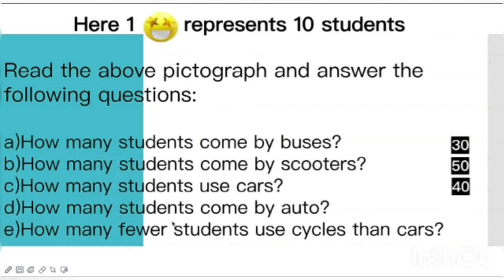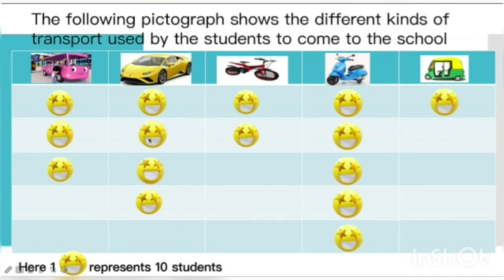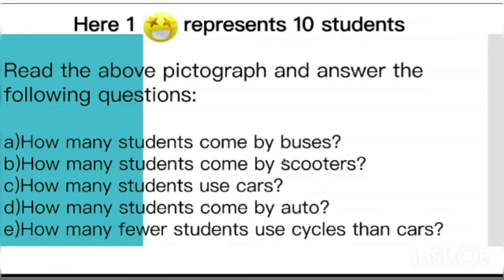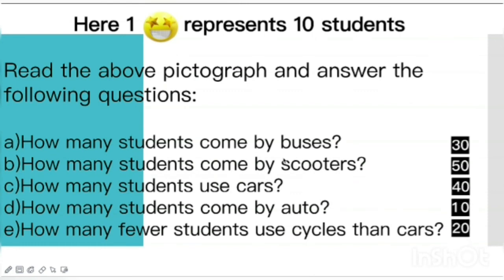Yes, children. Now, fourth question is, how many students come by auto? I think there is only one picture of smiley below auto, so only 10 students go by auto. Last question is, how many fewer students use cycles than cars? Now children, let us go back and see how many children are using cycles and how many are using cars. See here children, below cars there are 4 smileys, which means 40 students are using cars and only 20 students are using cycles. So 40 minus 20 is 20 fewer students use cycles than cars.